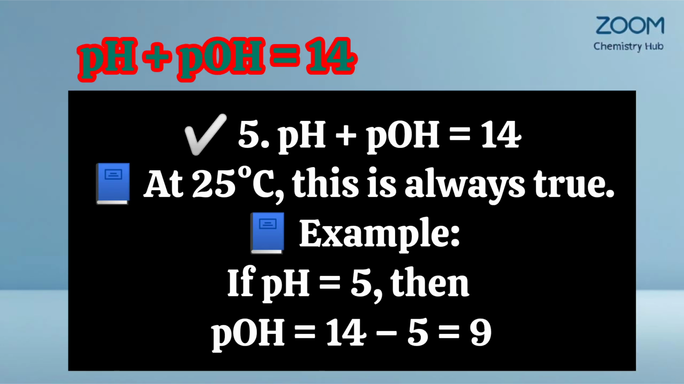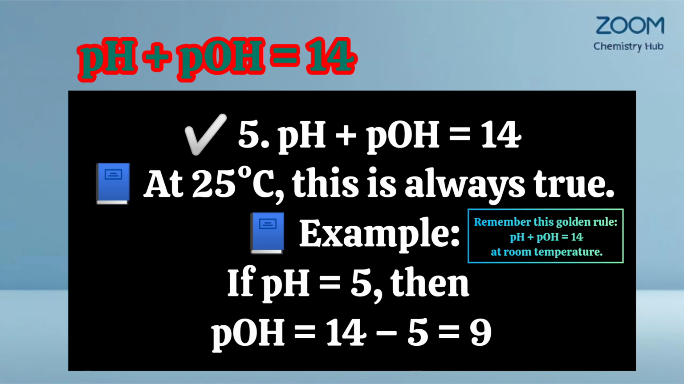Next, we have a formula that is pH plus pOH is equal to 14, and this is always true at 25 degrees centigrade. Example: if pH is equal to 5, then pOH is equal to 14 minus 5, that will be 9. Remember this golden rule that pH plus pOH is equal to 14 at room temperature.